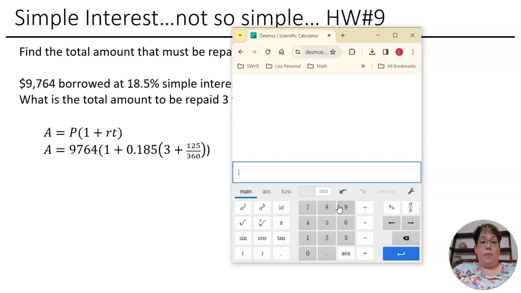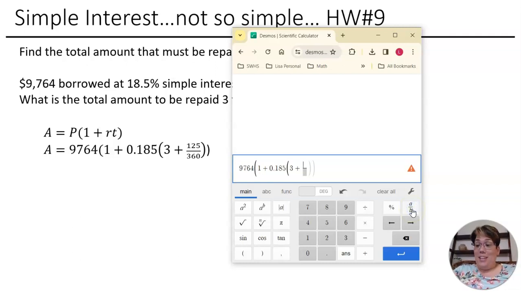All right. So let's try it. We're going to do 9764, and then I'm entering it just like I see it on my screen, times 1 plus 0.185. Oh, I need another parentheses. 3 plus. Now, I need to do a fraction, and what I love about this is, you see this little fraction right here? I can hit that and it'll give me a fraction. Is that not the cutest little thing ever? It will do that for you. I love this thing.